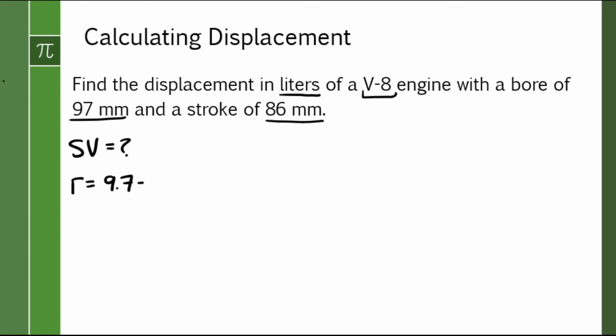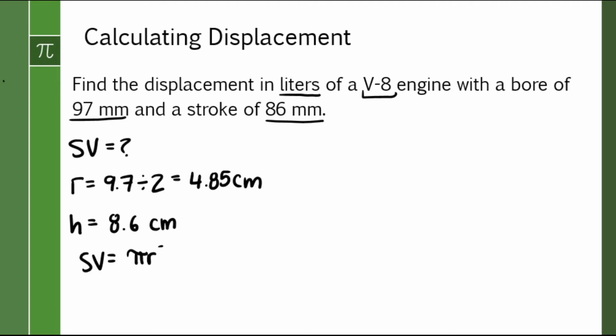So there's our bore. We need to divide it by 2 to get a radius, and I'm going to get 4.85 centimeters. Okay. The stroke is the height of the cylinder. And if it's 86 millimeters, I'm going to make it 8.6 centimeters. Here comes the swept volume. Pi r squared h. Same formula every time on your formula sheets. 3.14 times 4.85 squared times 8.6.